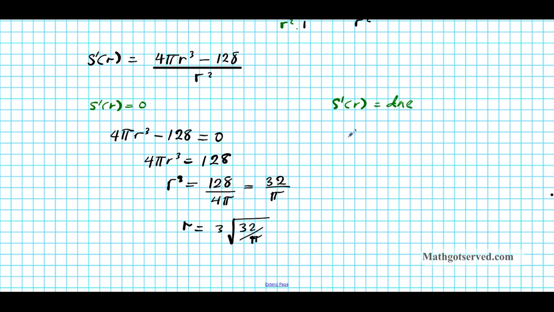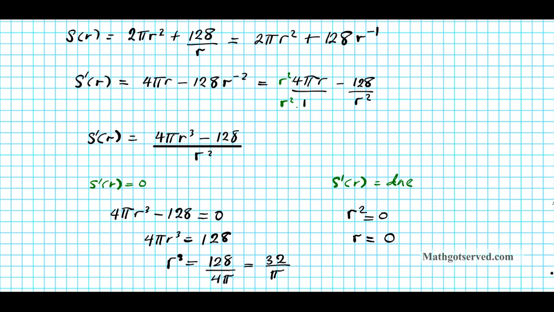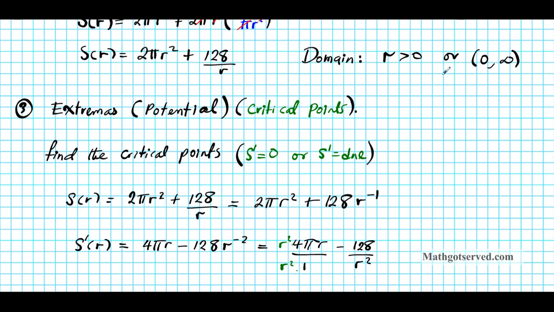So what we're going to do is set r squared equal to 0. That's the denominator. Take the square root of both sides. We'll have r is equal to 0. Okay? So should we consider this in our problem? The answer is no. Do you know why we are not going to consider r equals 0? Because it's outside our domain.